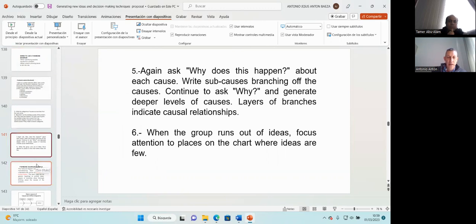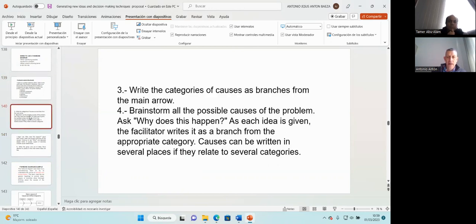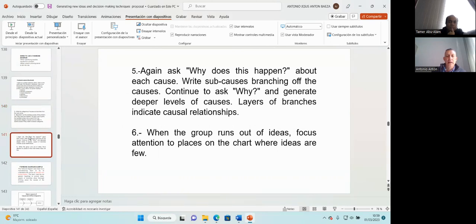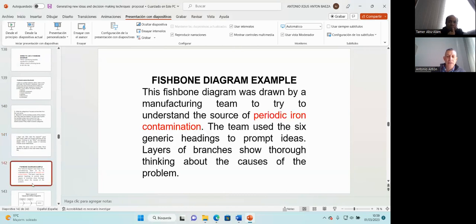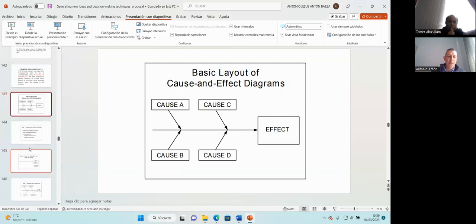All right. So they divide it in different parts: problem, brainstorm the categories, write the category for causes as branches, and then try to brainstorm why did it happen, and then again ask what happened and try to use sub causes. So this is a good approach. And then we studied this example. We saw the example of iron. Here the example of iron.